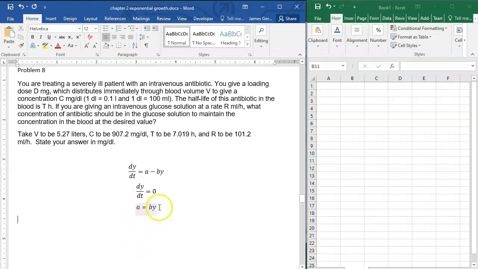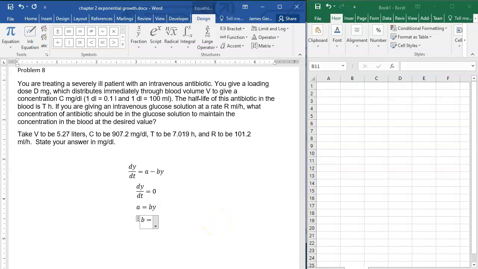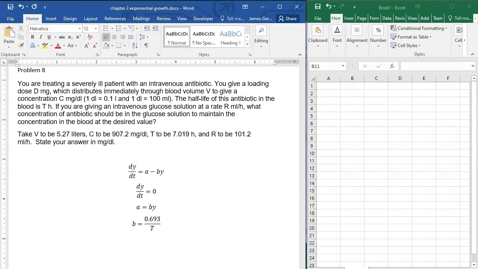Well, Y is milligrams per deciliter, that's concentration. B is per hour, the rate at which we're losing stuff, right? So all of that, we know B is 0.693 over T, the half-life. And again, 0.693 is just the log of 2.